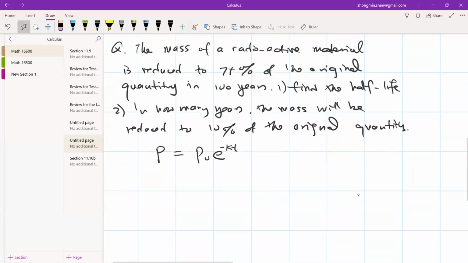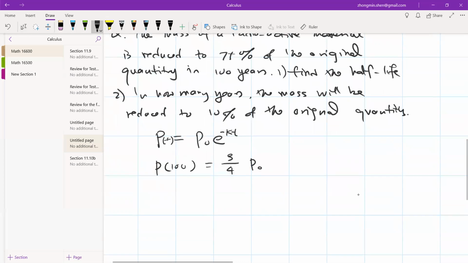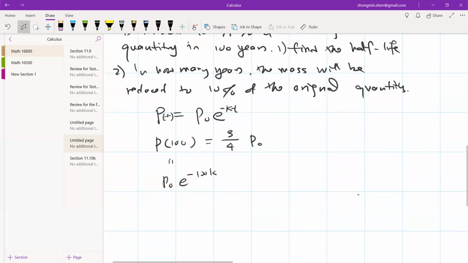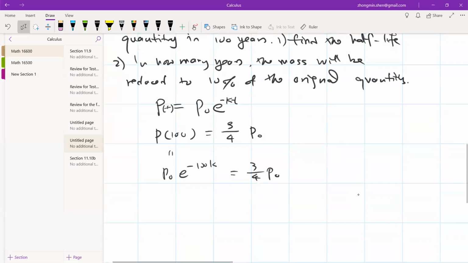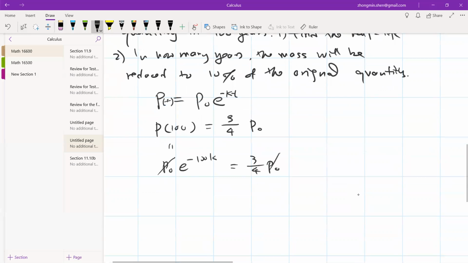In 100 years, the quantity, this is P of t, right? So P of 100 is going to be 75% of the original. 75% can be 3/4, or 0.75 times the original. So there's no trick here, just do the computation. You plug 100 in for t, and now you have this identity. Do you really care about the original quantity? No, because it can be canceled out.